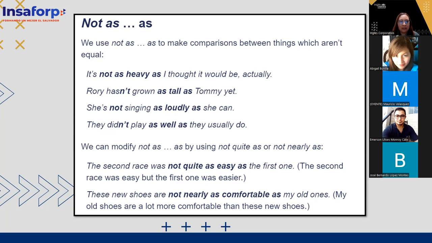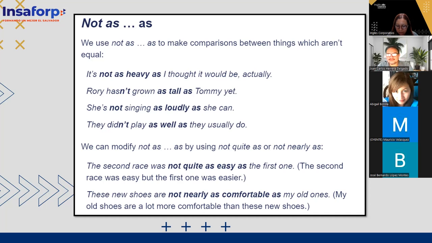Juan Carlos, please read your sentence. My nephew is not as tall as my son. My car is not as fast as my brother's cars. And my old computer is not nearly fast as my new computer. There you missed an "as." Not nearly as fast as my new computer. Not nearly as fast. "As" has to be there twice.